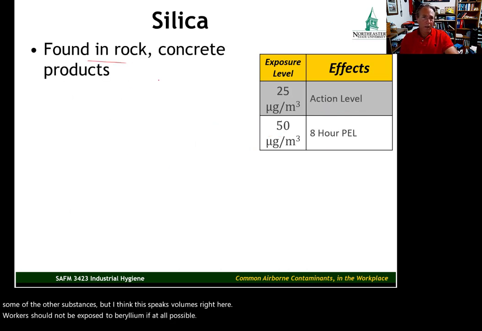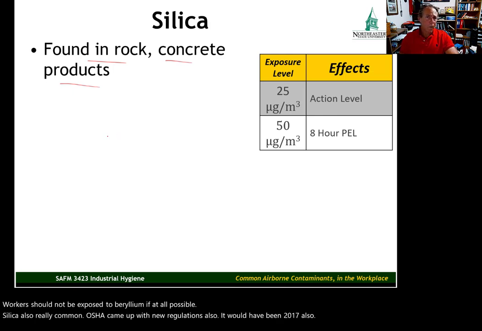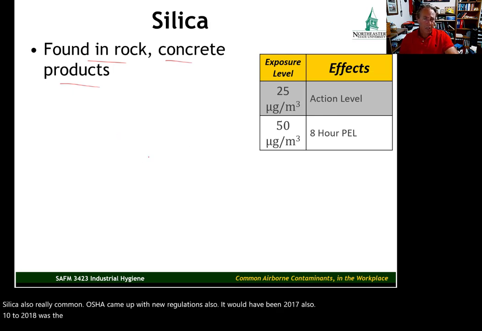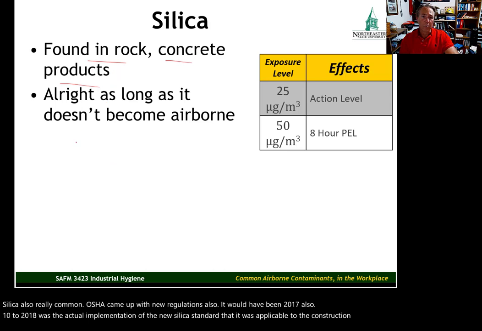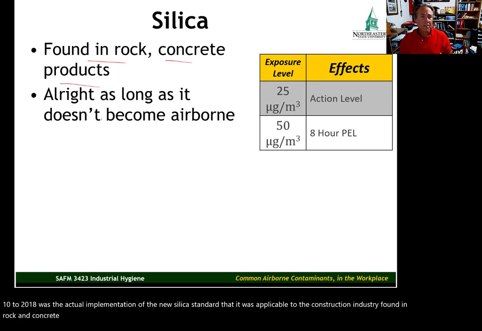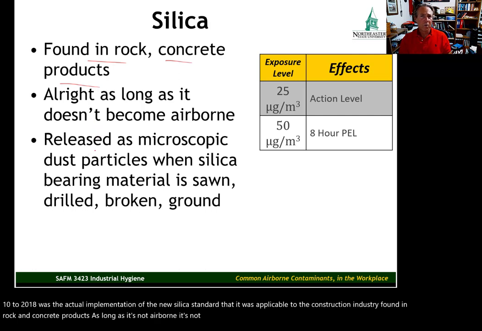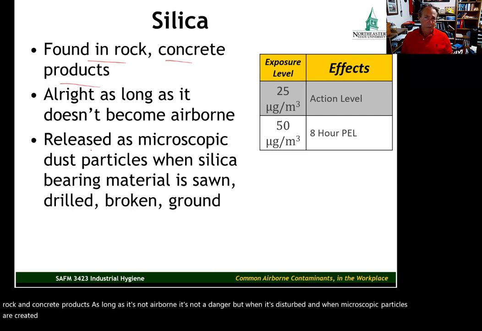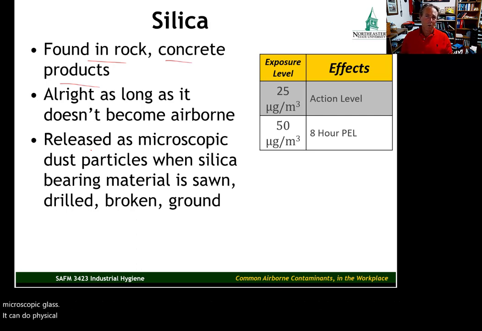Silica, also really common. OSHA came up with new regulations also. It would have been 2017 also. Into 2018 was the actual implementation of the new silica standard that was applicable to the construction industry. Silica is found in rock and concrete products. As long as it's not airborne, it's not a danger. But when it's disturbed and when microscopic particles are created, those microscopic particles can get into our deep lung tissue, and it's like breathing in microscopic glass.